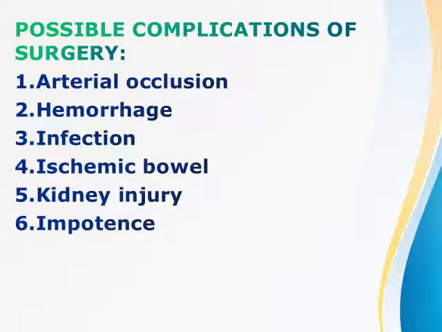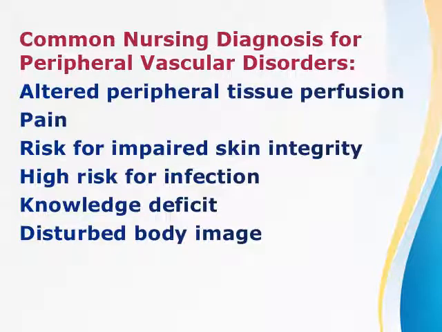Possible complications after surgery could be occlusion because of thrombus formation, hemorrhage because of the failure of surgery, infection due to proper or improper wound care. Then you have ischemic bowel due to poor blood supply towards the gastrointestinal tract, then kidney injury, and then possibly impotence due to the prolonged period of unoxygenation towards the male reproductive tract. Then common nursing diagnoses that your patient may have are altered peripheral tissue perfusion, then pain, risk for impaired skin integrity, high risk for infection, knowledge deficit, and then disturbed body image.